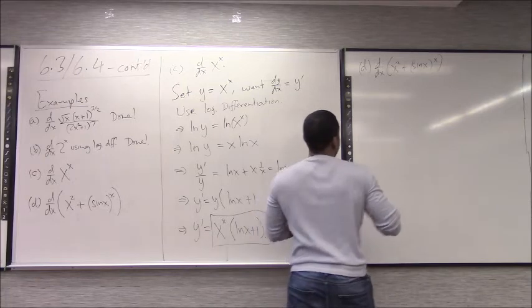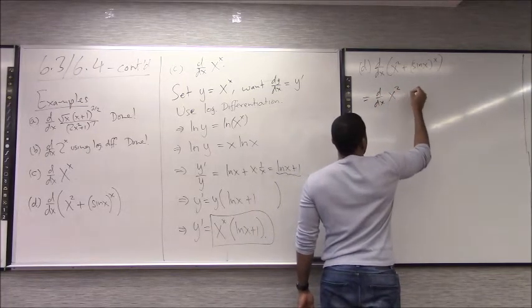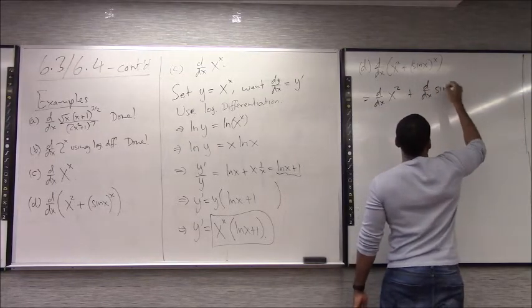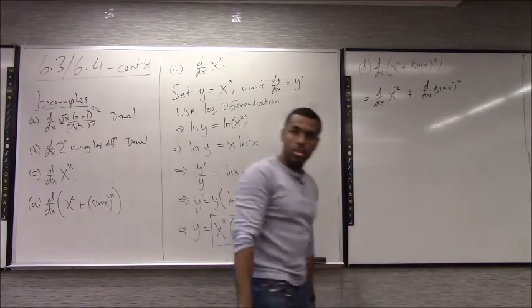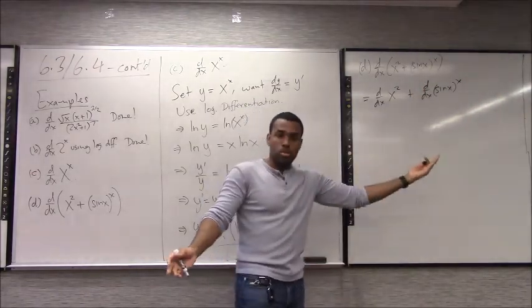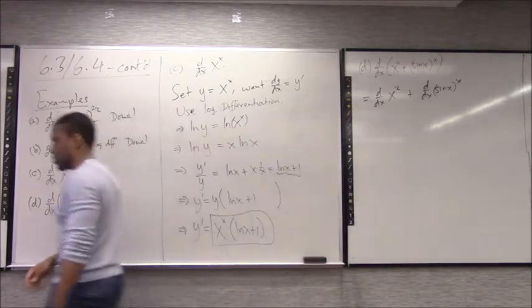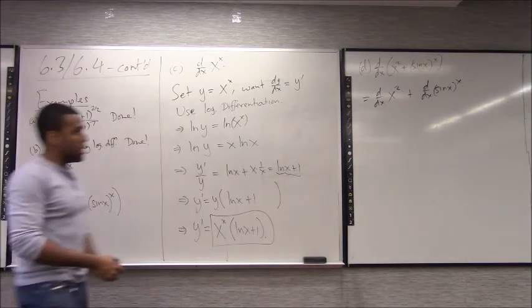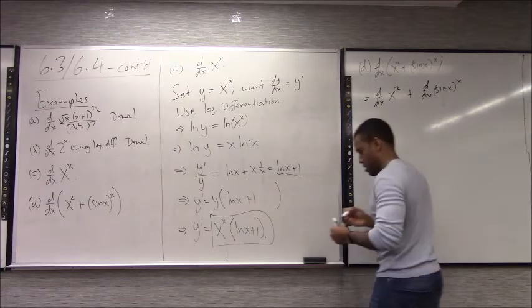So I realize that this would just be the derivative of x squared plus the derivative of sine x to the x. Right? And I'm going to do log differentiation on this part. Well, on that part, it's just the power rule. Okay? And now it's going to be kind of weird to write it all down here, but what I would do at this point is kind of go to the side.